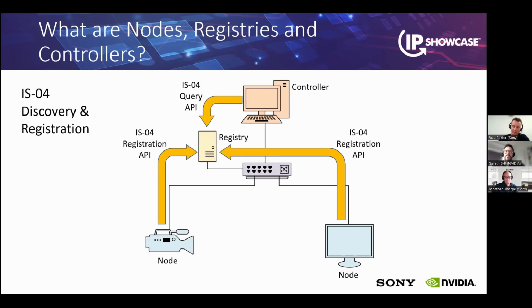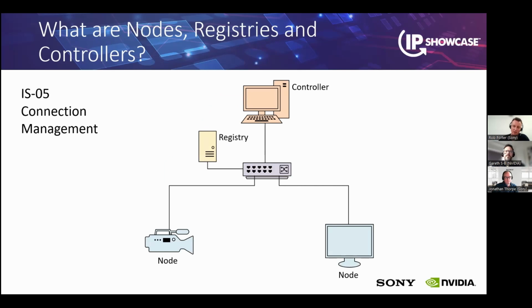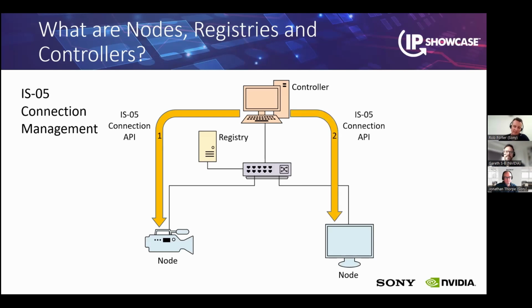And this is carried out by the controller making two IS-05 connection API calls, first to the sending node to obtain information about the media format and transport parameters, and then to the receiving node to pass on that information and allow the receiving node to complete the connection.